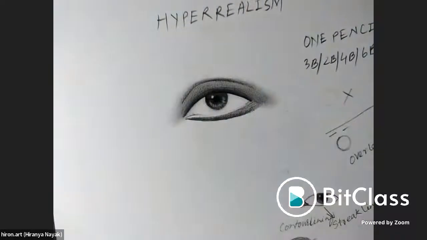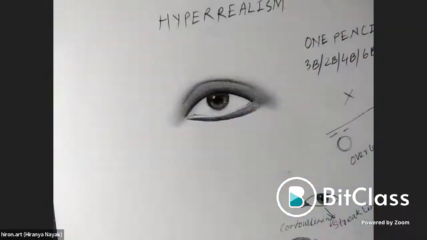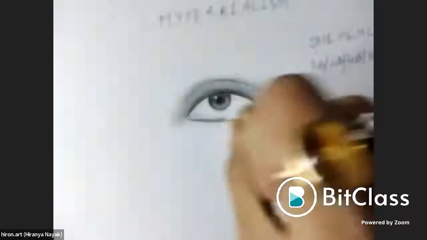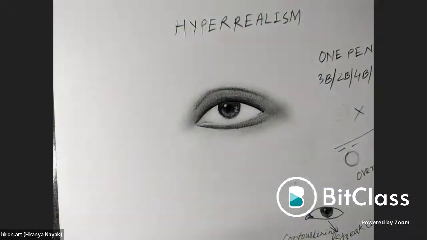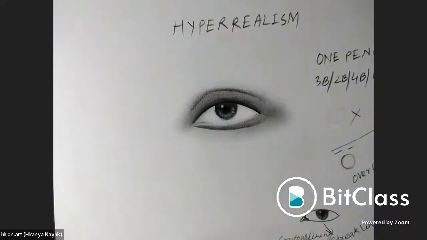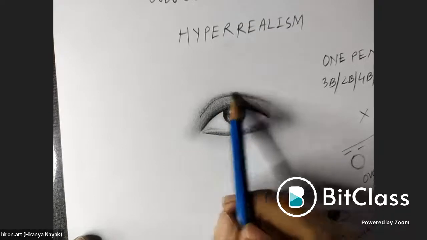So what I need to do here, I will just make it blended. And I will be doing the same here in the lower part. Something like this you have to make here, okay? Just make it a little more.